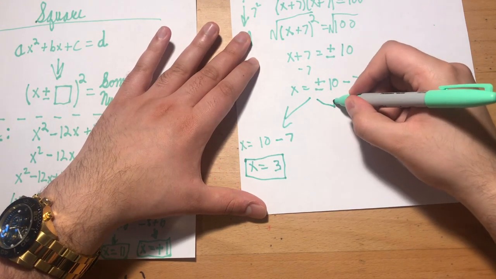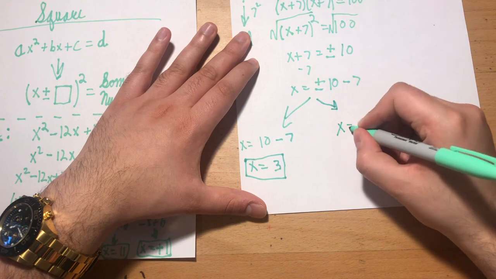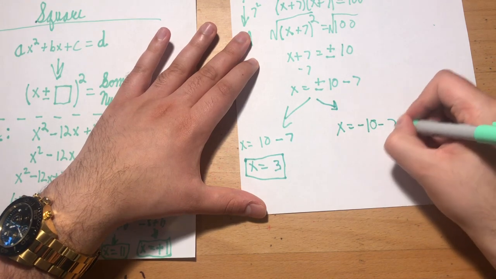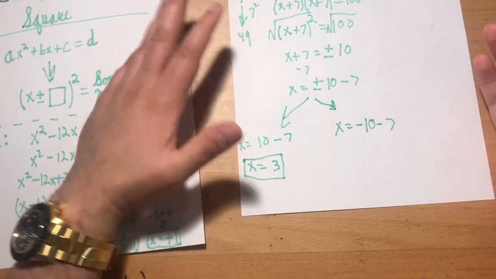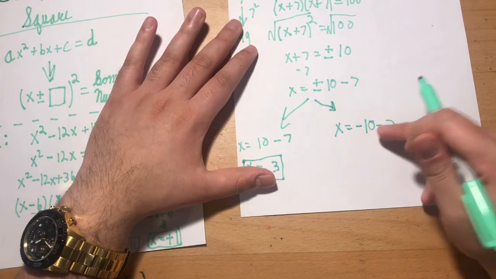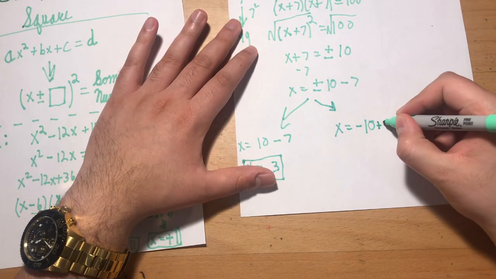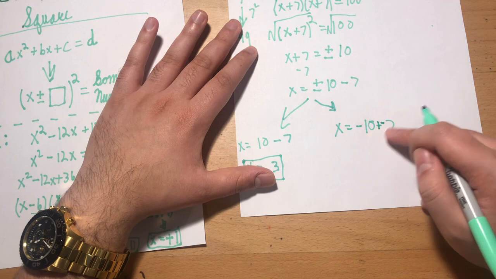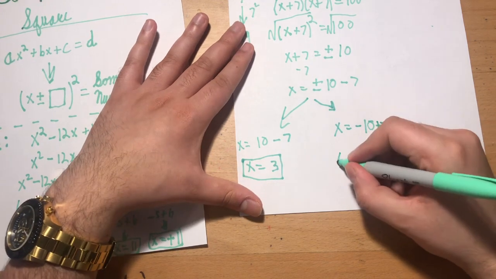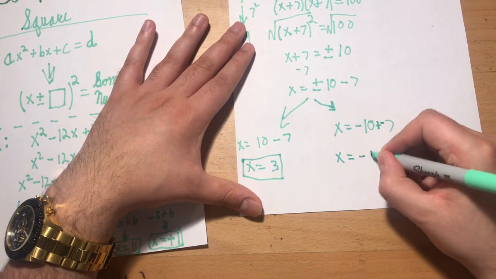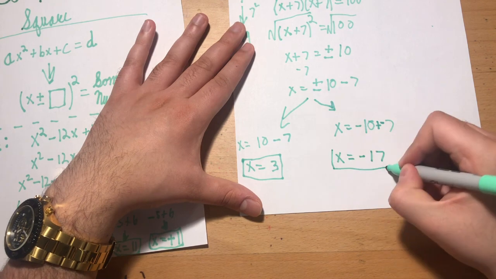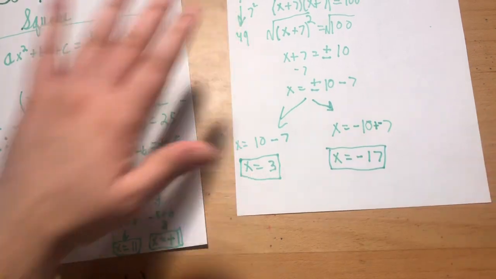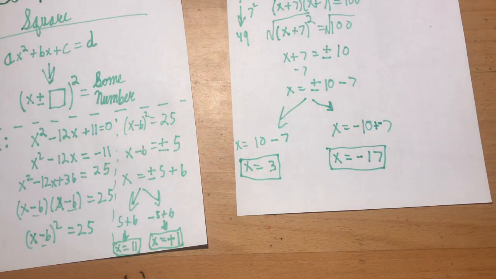Our other option is x equals negative 10 minus 7. And the way you subtract negatives, you keep, change, change. It's something you should be familiar with, right? I change this to a positive, change this to a negative, and I get x equals negative 17. And both of these would be my final answer.